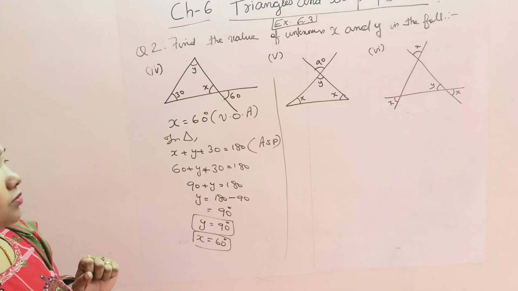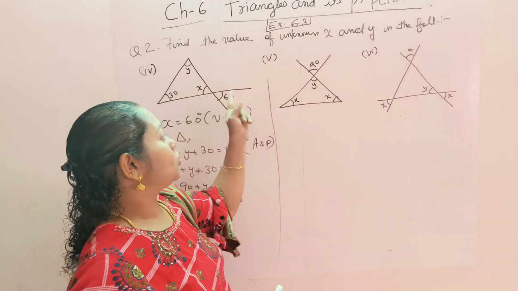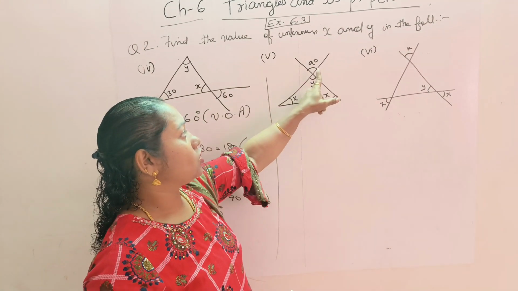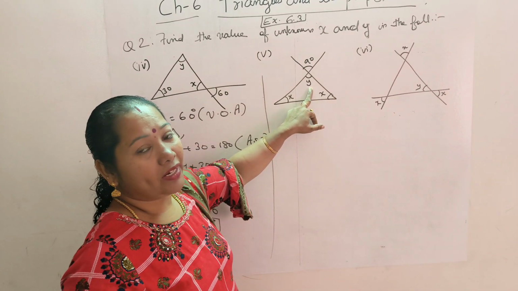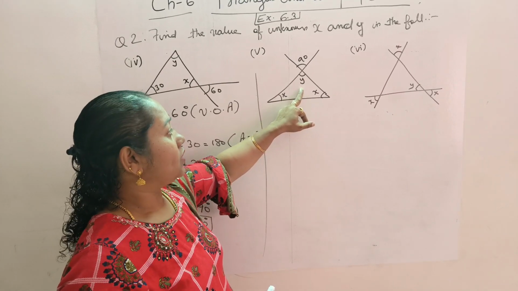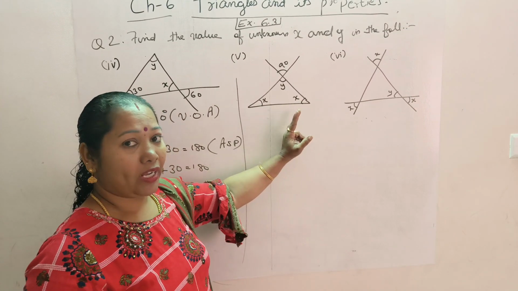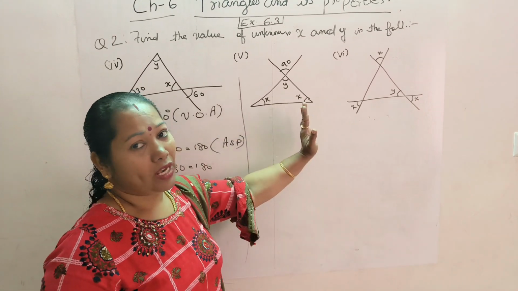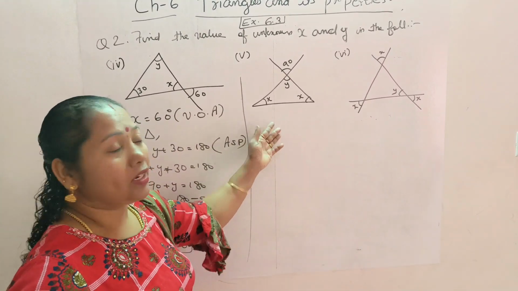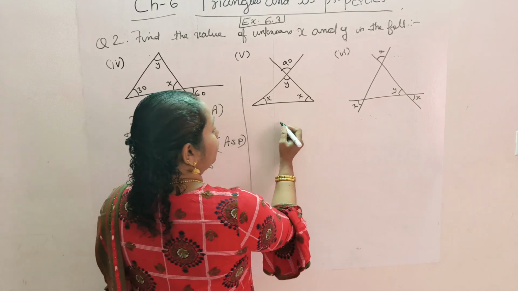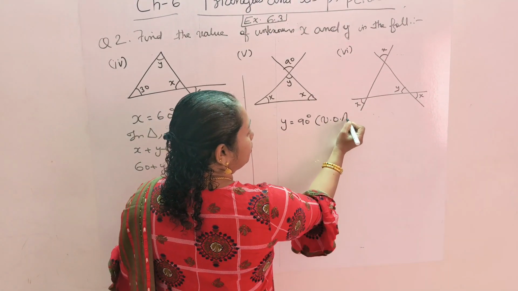Now, next question. Let us go to this one. Here it is given again the same vertically opposite angle, just like this one. So y is equal to 90 degrees, vertically opposite angles. That means y is equal to 90 degrees, means it's a right angle triangle. And this value is also x and this value is also x. Both values are x, so we can use the angle sum property here also. First of all, y is equal to 90 degrees, vertically opposite angle.